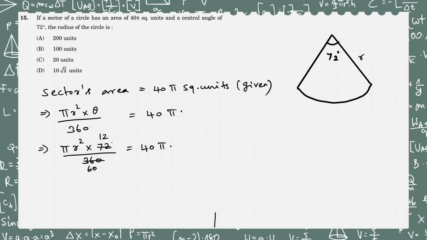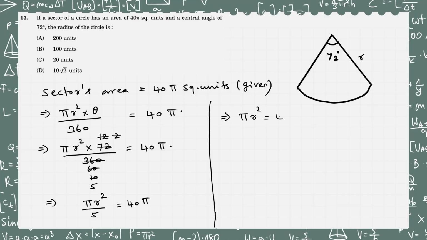Again we can divide by a 6. So 6 2s are 12 and 6 10s are 60. Again we can divide by 2. 2 1 time and 2 5 times. So we are having pi r square divided by 5 equal to 40 pi. Now let us cross multiply. Pi r square equal to 40 pi multiplied by 5, which is 200 pi.